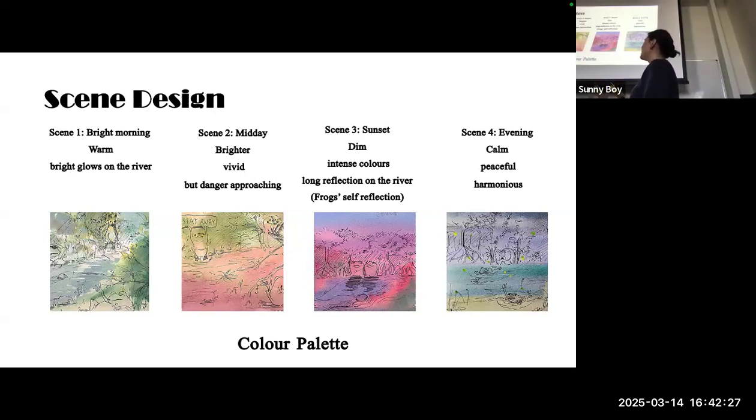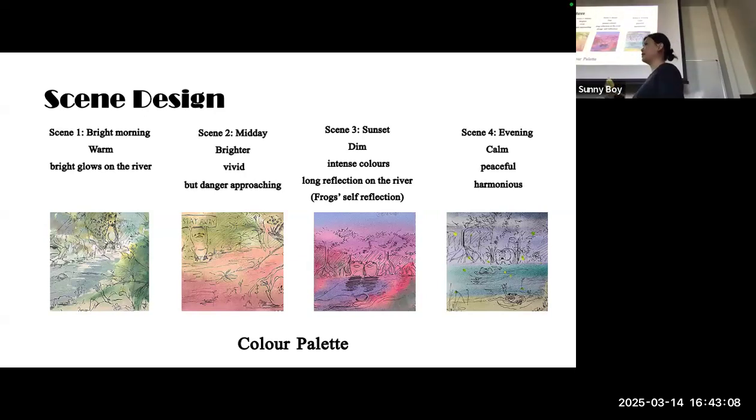But then scene 2, I set it as midday because I think something dangerous is about to happen, the danger is approaching. So I want to make the color a bit more vivid and add some warm tone into the scene. It's probably hotter than the room right now. And then scene 3, I set it as sunset. It's because I personally think sunset has the most intense color of the day, and we have a long reflection of the river, because the river is the main thing, and it brings all the colors together.